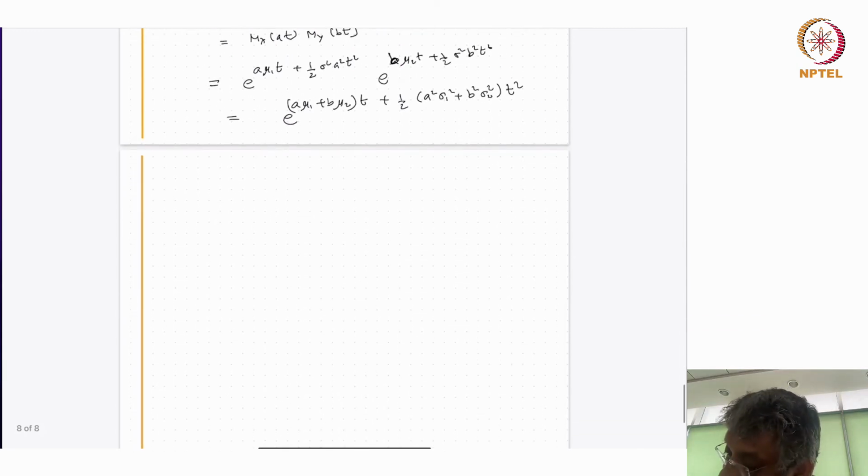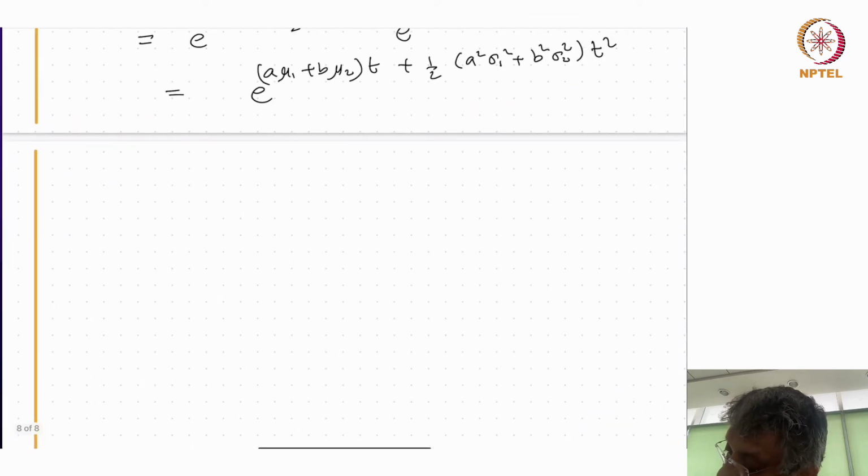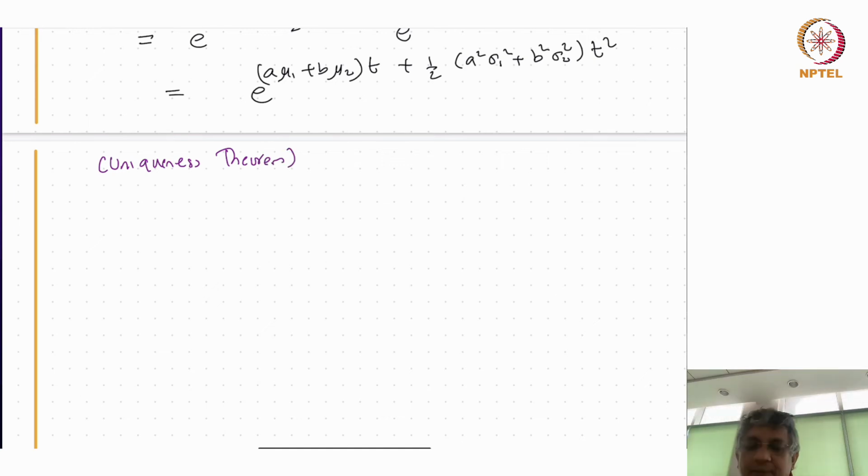So now by the uniqueness theorem again, two moment generating functions that are the same have the same distribution. But this we know is the moment generating function of a normal random variable with this mean and this variance. That's exactly what it is.